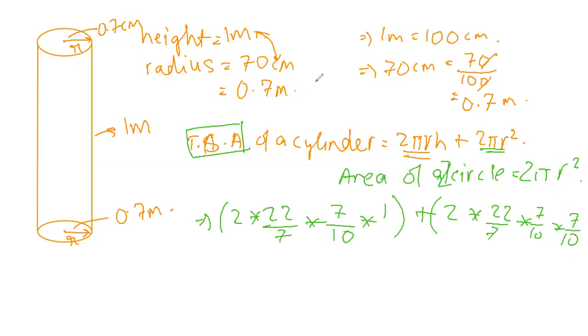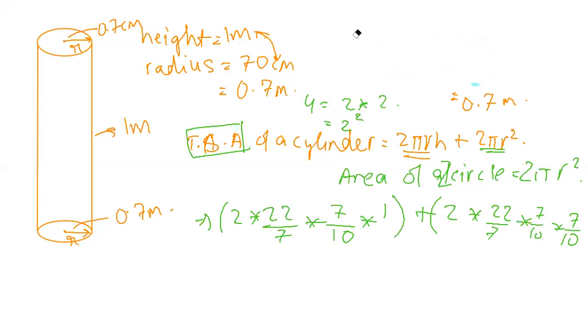So a basic logic to be considered. 4 can be written as 2 into 2, so it can be written as 2 square. I'm going through the basics, so please don't be annoyed. 4 can be written as 2 into 2, which is 2 square, and 8 also can be written as 2 into 2 into 2, which is 2 cube, 2 raised to the power 3. So in this case, r square is 7 upon 10 into 7 upon 10. There's a shortcut for it. It can also be written as 0.7 whole square. But we have expanded the form, and then let's solve the question.